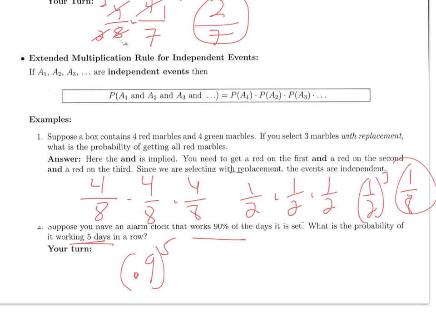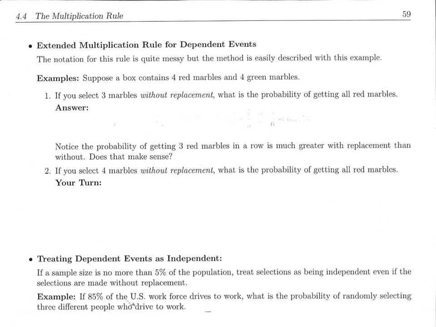And on my calculator, what does that tell me the answer is? 0.9 raised to the fifth, I got 0.59049. So let's see, we've got some more things to do.